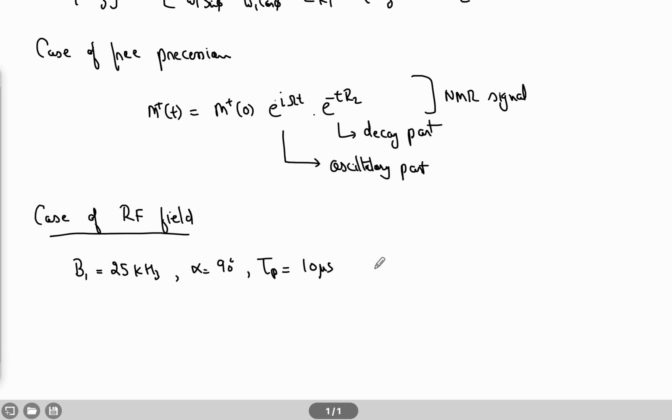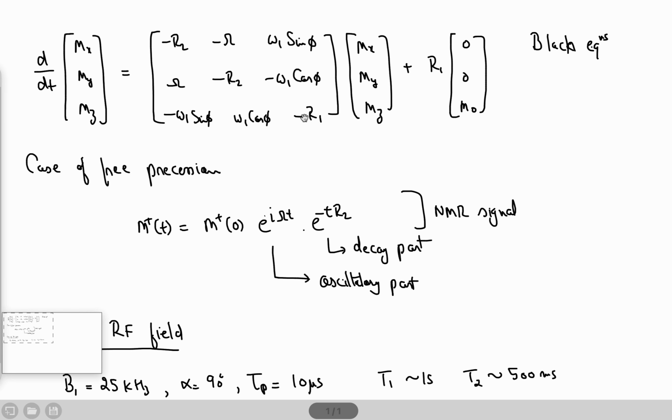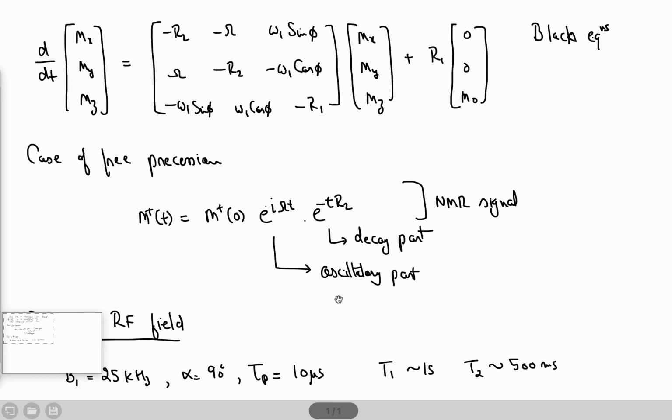Now T1 for a typical biomolecule like a protein is of the order of 1 second, and T2 will be of the order of 300 to 500 milliseconds, right? So within this short duration, the effect of transverse or longitudinal relaxation will be very, very minimal. So hence from the above Bloch equations, we can remove these R2 and R1 terms. Basically the effect of relaxation during the pulse will be very, very small.